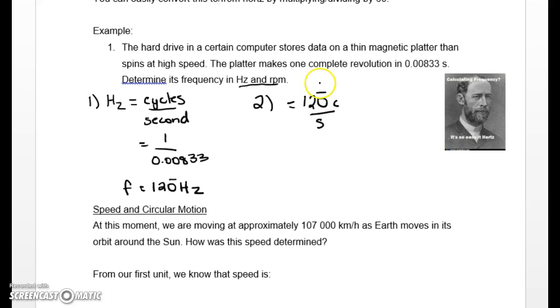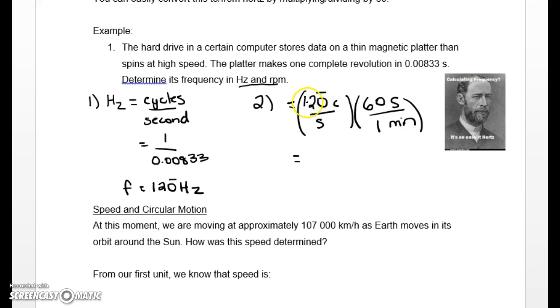And we want to change this to revolutions per minute, or that would also be cycles per minute. So I want to change the seconds into minutes. I'm going to multiply this by a second fraction. I'm trying to get rid of seconds, so I'm going to put the seconds in the top, and my minutes go down on the bottom. And I know that there are 60 seconds in 1 minute. So when we see the 60 seconds up in the top, that means that we're actually going to take this 120 and multiply it by 60.